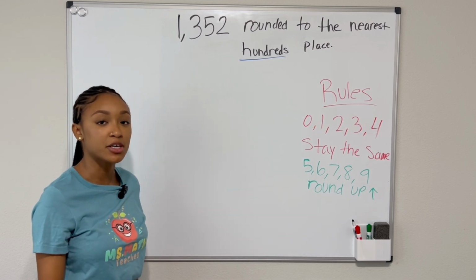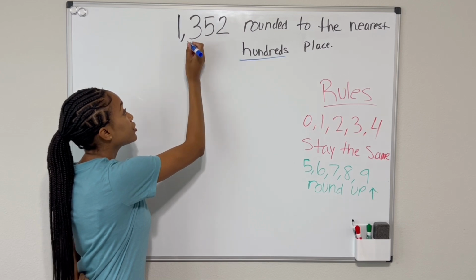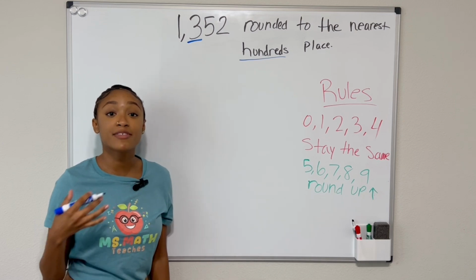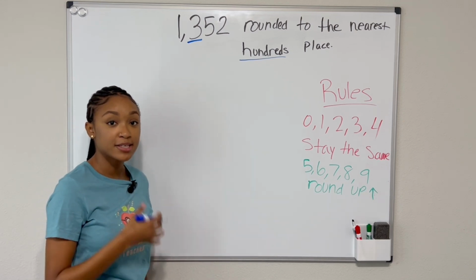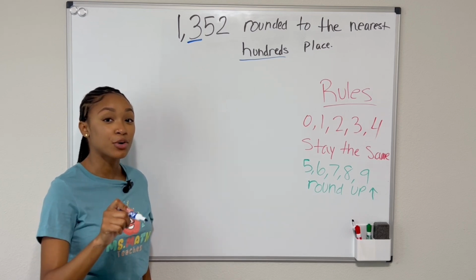Let's find the digit in the hundredth place. Ones place, tens place, hundredths place. Let's underline the digit in the hundredths place. We have now underlined the 3. So remember, for step 2, we're going to underline our number and circle our neighbor.